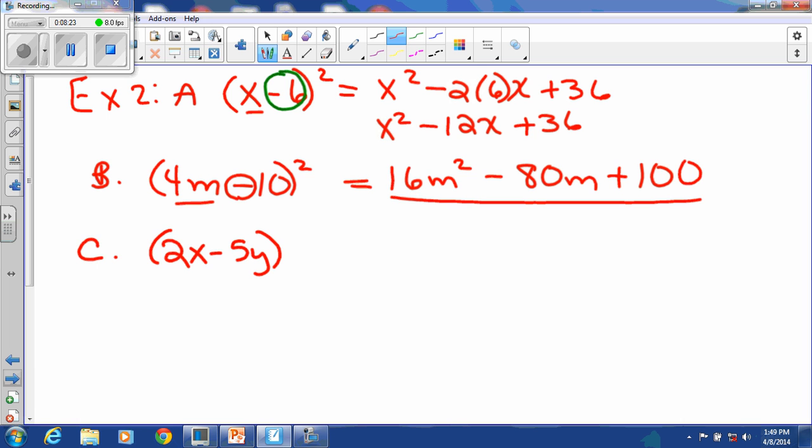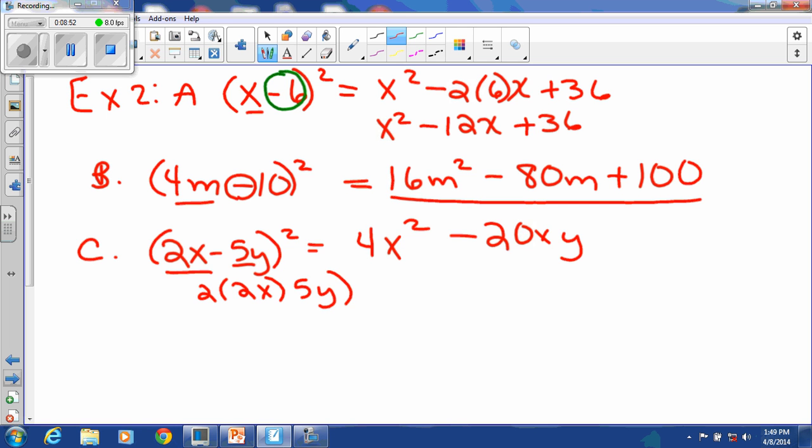2x minus 5y squared. Again, let's try to do this in one step. 2x times 2x is 4x squared. We just squared our first term. We're going to double. 2 times 5 is 10xy. So double that would be 20xy. So that's minus 20xy. We got that by multiplying 2 times 2x times 5y. Again, 2 times 2 is 4 times 5 is 20. Multiply it all together, we get 20xy. And then negative 5y times negative 5y is a positive 25y squared.